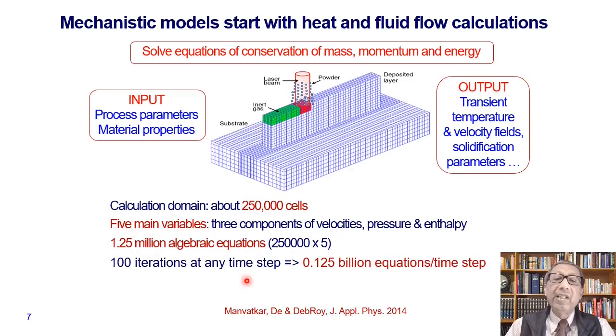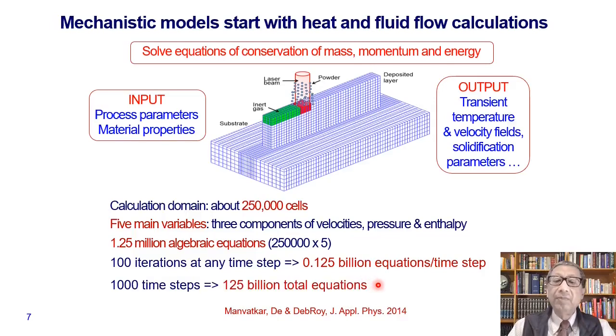And if we take about 100 iterations to solve these, we are looking at 0.125 billion equations, or 1/8 of a billion equations per time step. If we solve it for 1,000 time steps, we will be solving 125 billion total linear equations.